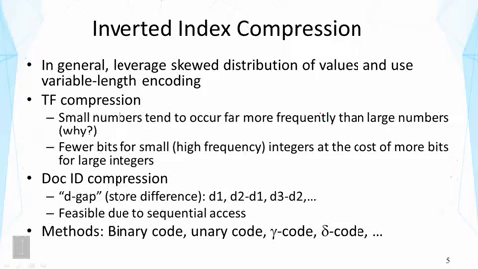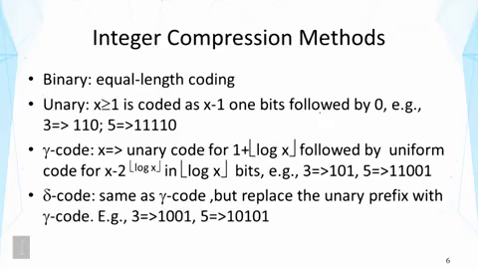So let's look at some of them in more detail. Binary coding is really equal length encoding, and that's appropriate for randomly distributed values. The unary coding is a variable length encoding method. In this case, an integer x that's at least 1 would be encoded as x minus 1 ones followed by 0. So for example, 3 would be encoded as 2 ones followed by 0, whereas 5 would be encoded as 4 ones followed by 0, etc.